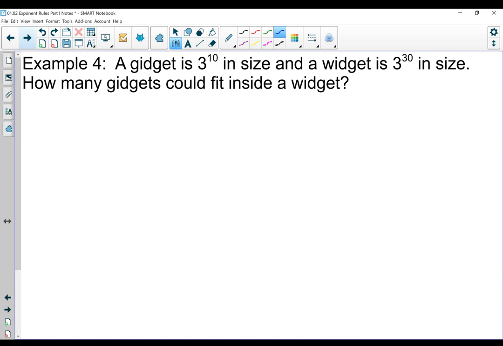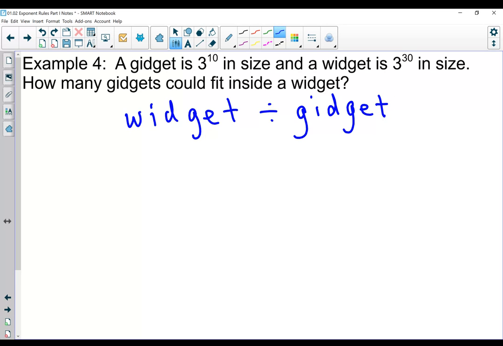Example 4, a word problem. A gidget is 3 to the 10th power in size, and a widget is 3 to the 30th power in size. So these are really big widgets and gidgets, apparently. How many gidgets could fit inside a widget? So if we're asking how many could fit inside, we really want to know how much bigger is one thing than the other thing. So we're really dividing. So we're going to take widget, which is the bigger one, and we're going to be dividing by gidget, because we want to know how many times bigger it is, how many gidgets could fit inside it.